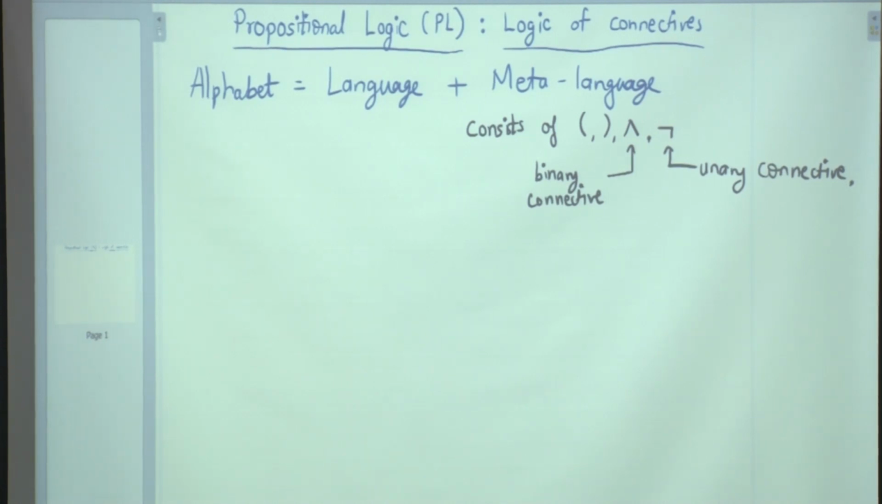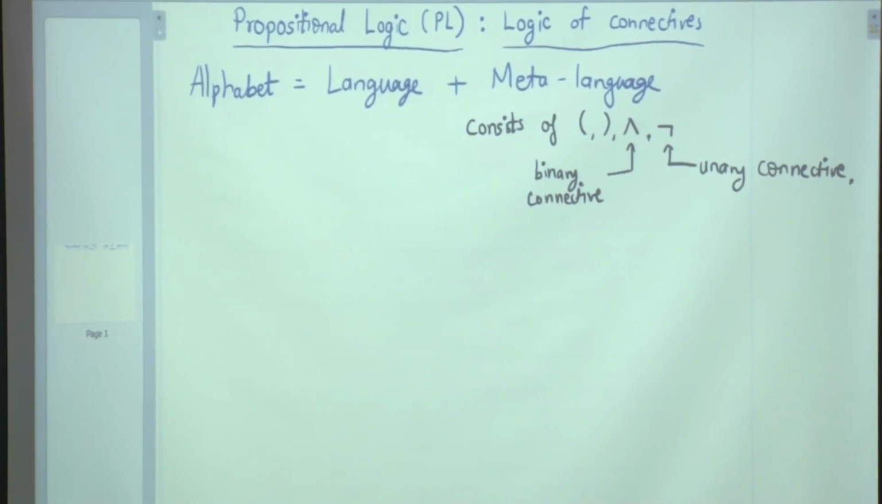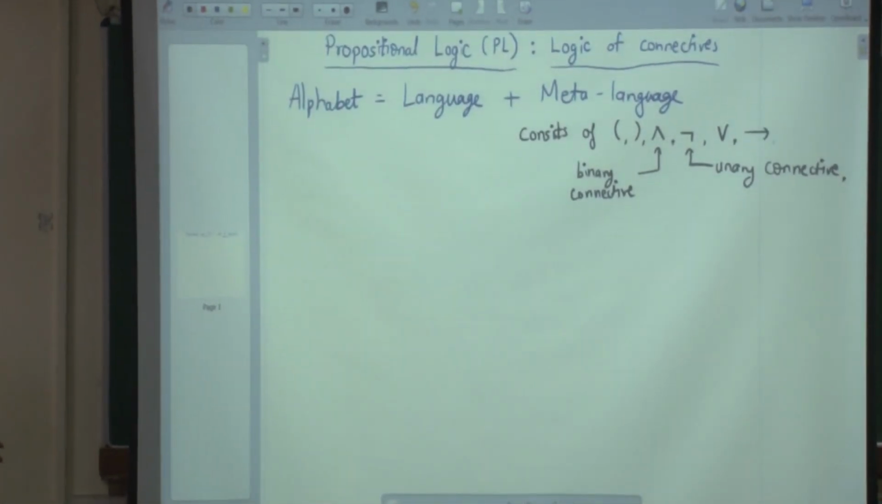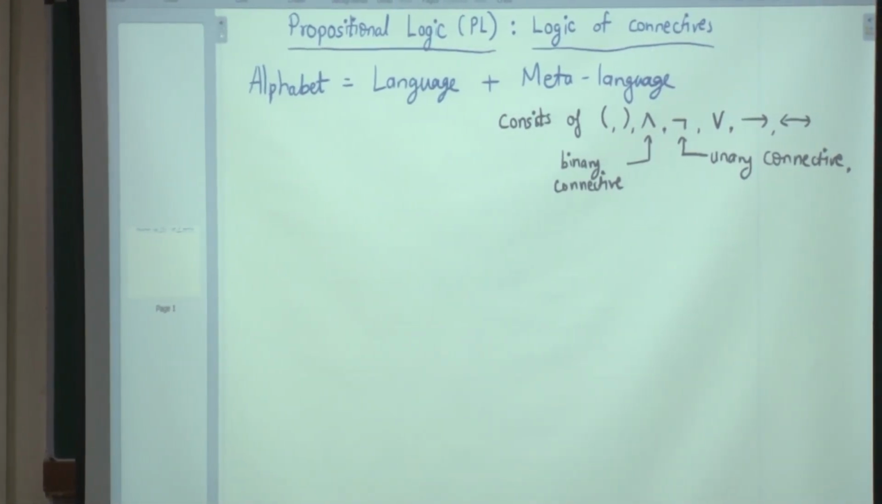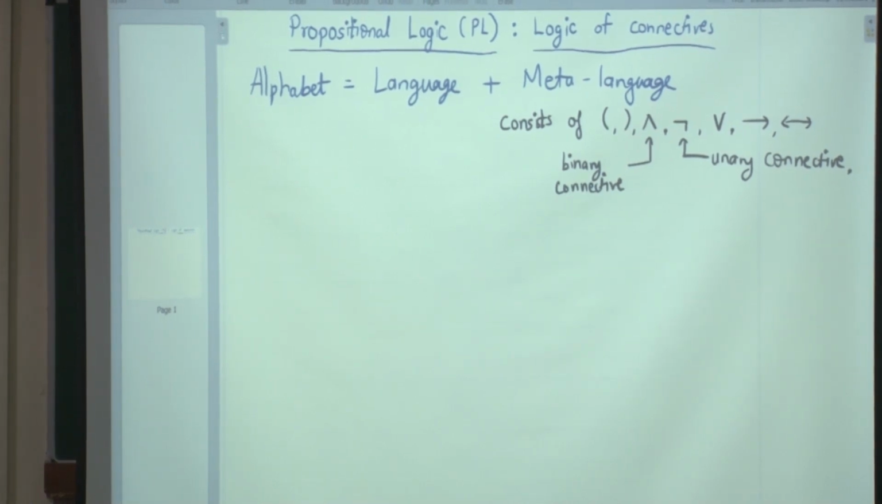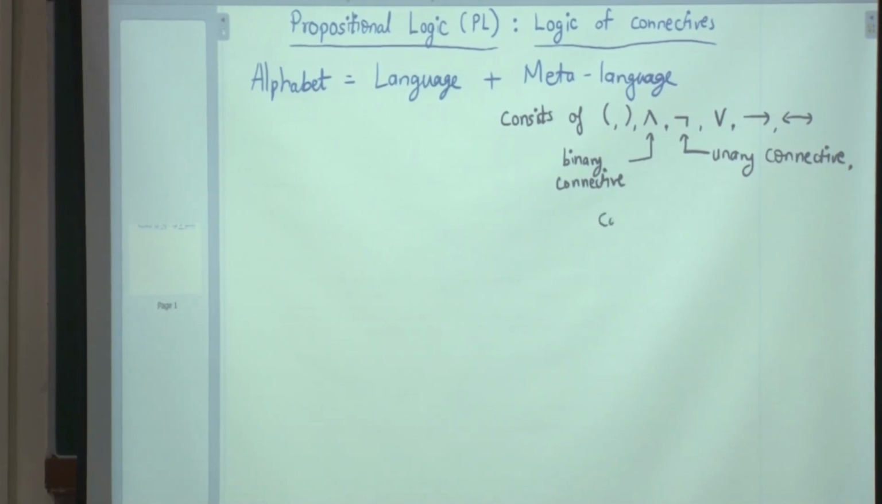Actually, our meta language can only consist of these four symbols and we are happy with that. However, in practice we will also use these symbols: disjunction, then implication and bi-implication. Let me write down some names. So this one is called conjunction, then negation, then disjunction, implication and bi-implication.